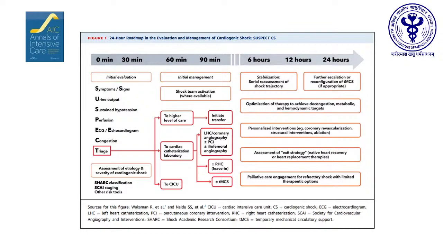At 6 hours, 12 and 24 hours, the patient should be stabilized and optimized to achieve adequate decongestion, metabolic and hemodynamic targets, personalized intervention depending on the cause of cardiogenic shock, and an assessment of an exit strategy, like cardiac transplantation and ventricular assist device if you have, again not something which is relevant in India, and palliative care engagement for those patients who are experiencing refractory shock with limited therapeutic options.